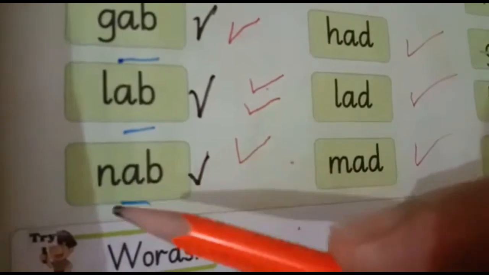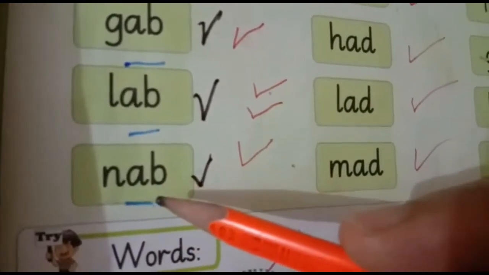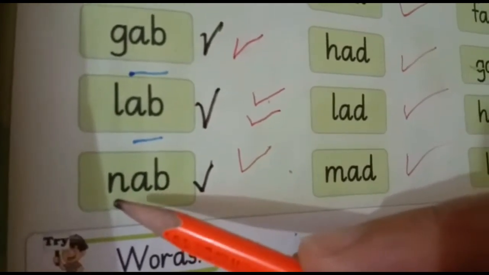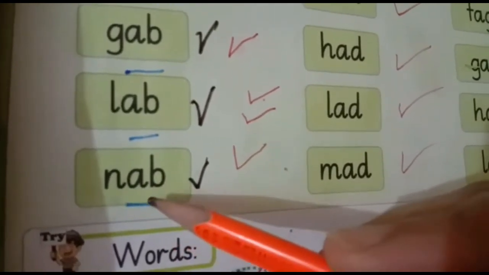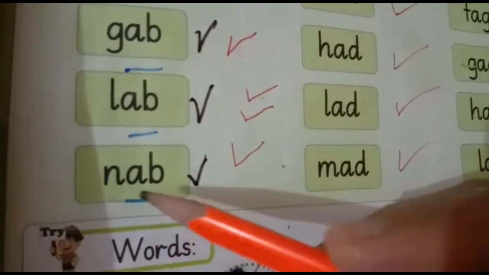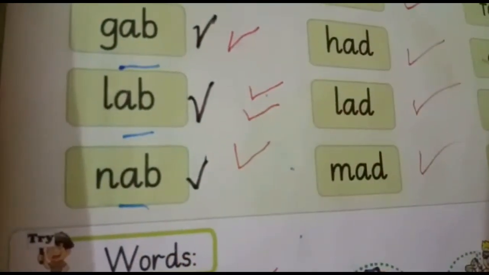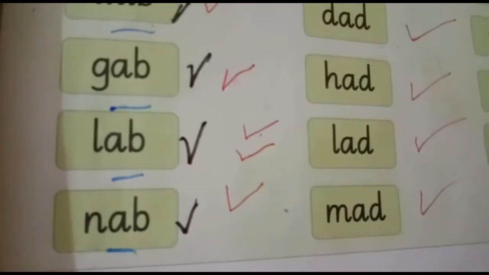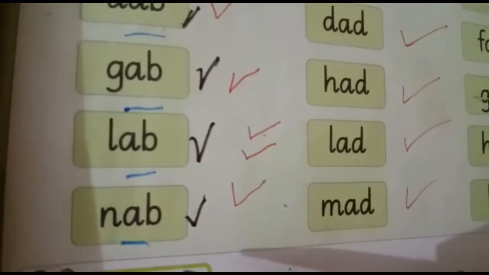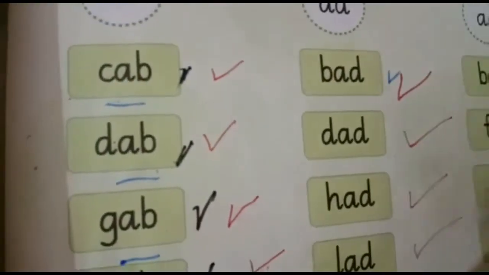Now come to the next word. I will read this word in front of you with the help of the phonic method. So first, N, A, B. Yes, N, A, B. Nab. This is nab. The meaning of nab is to steal something.